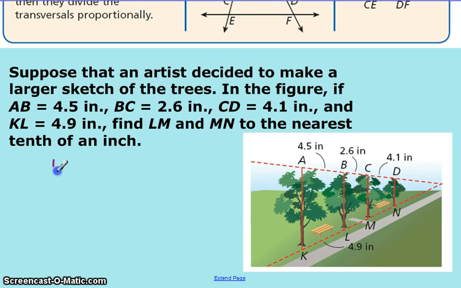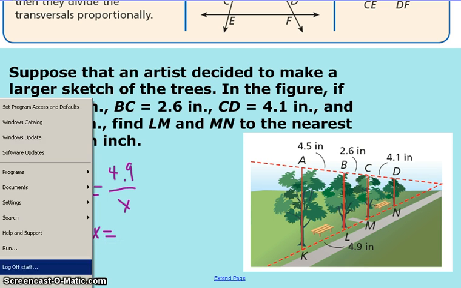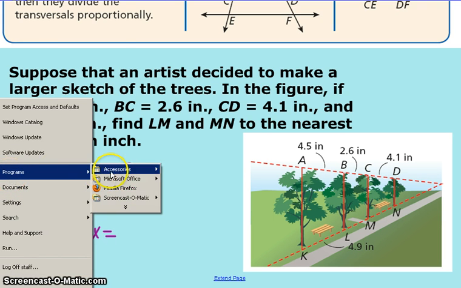So we're going to have 4.5 over 2.6 as 4.9 is to x. So when we cross multiply, that would be 4.5x equals, it looks like we're going to have to break the old handy dandy calculator out here real fast.